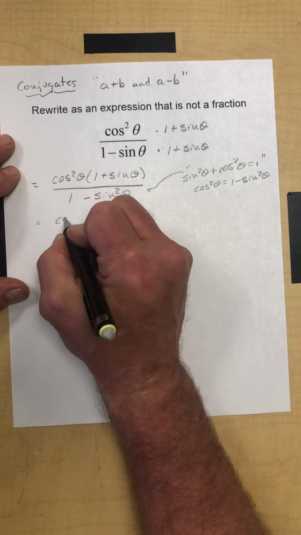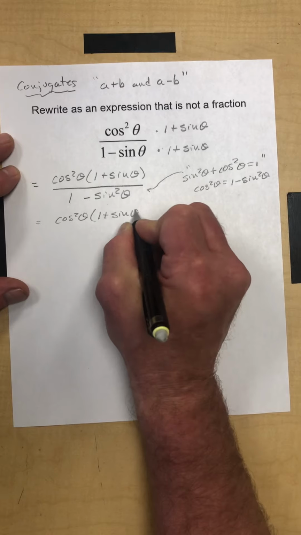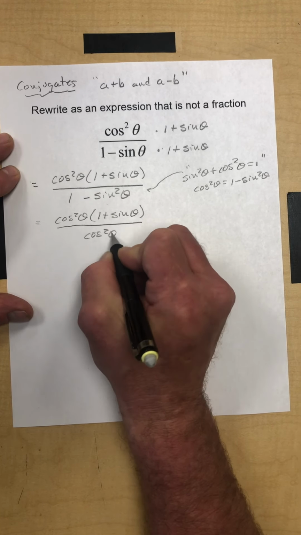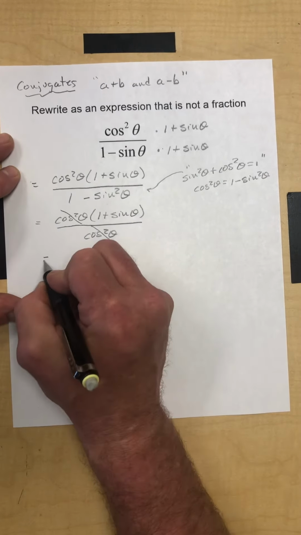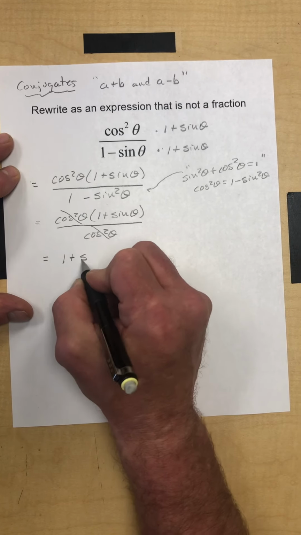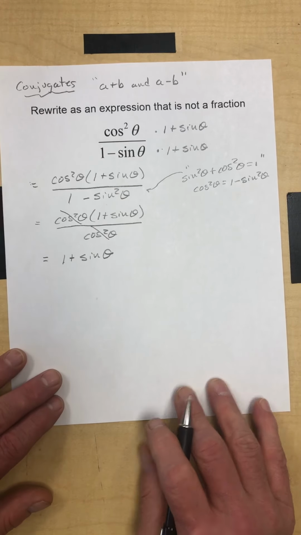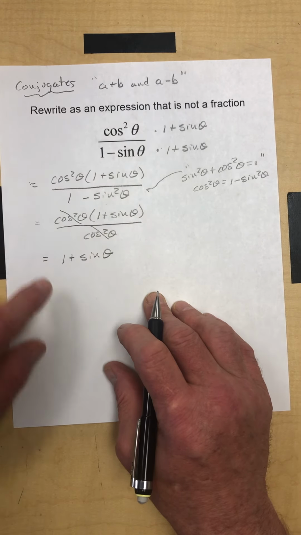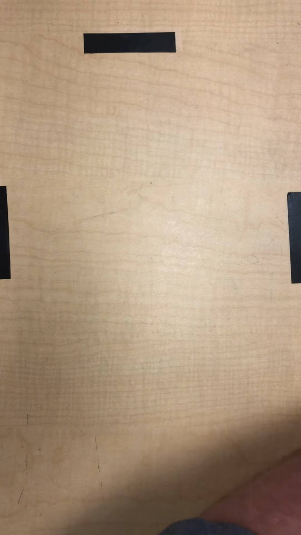So I have cosine squared theta times 1 plus sine of theta up above, all over cosine squared theta, and notice they cancel each other off. So this reduces down to 1 plus sine of theta. Are we done? We were to rewrite it so that it's not a fraction. Well, it's not a fraction anymore, so we're in good shape there. First one down. Second one.